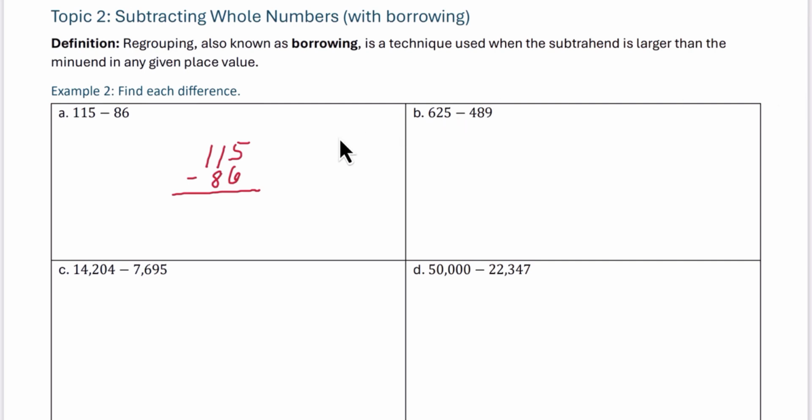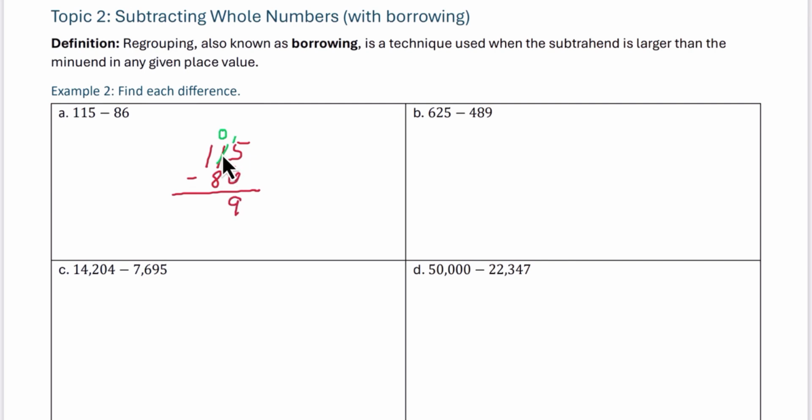But notice this time when we go to do the subtraction, we can't necessarily do it right away. 5 minus 6, we can't do that because 6 is bigger than 5. So what we want to do is we're going to borrow from the next column. So there's a 1 here. We're going to take a 1 away so that 1 becomes a 0, and we're going to make the 5 15. We borrow from the next column over. Now we have 15 minus 6, which is 9.